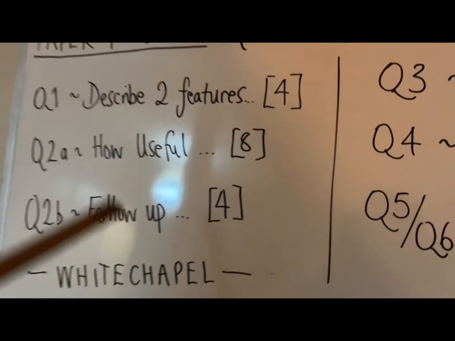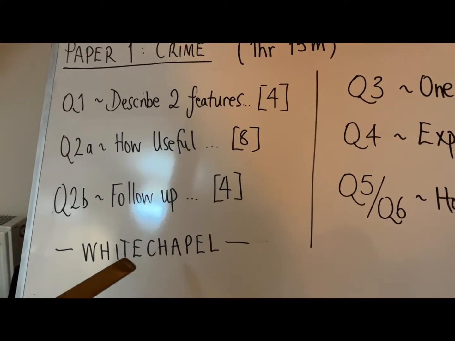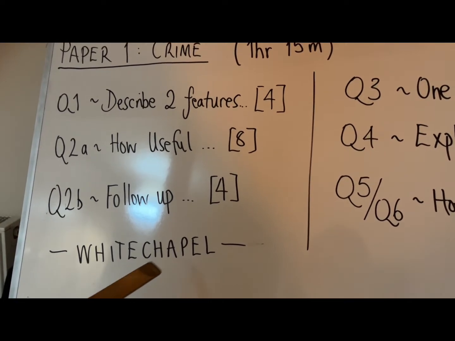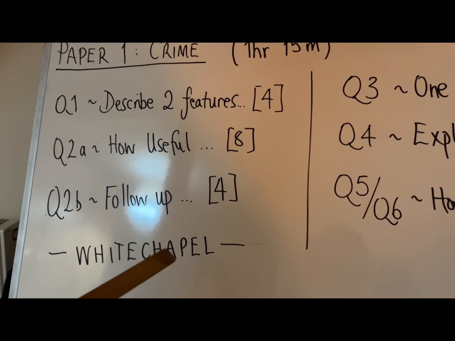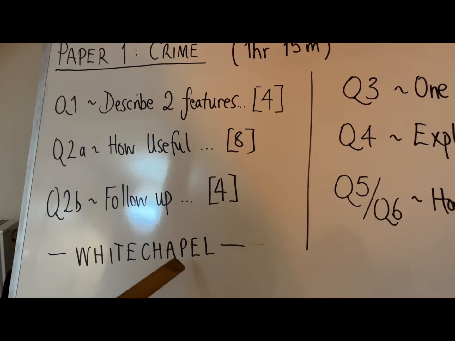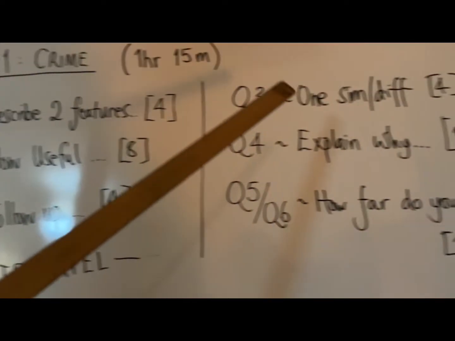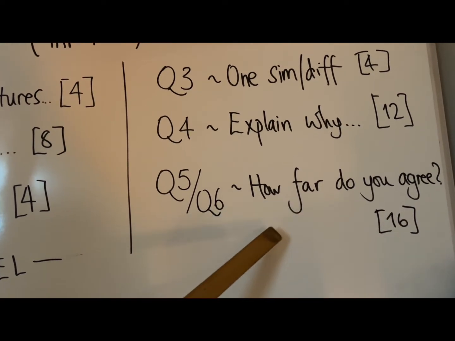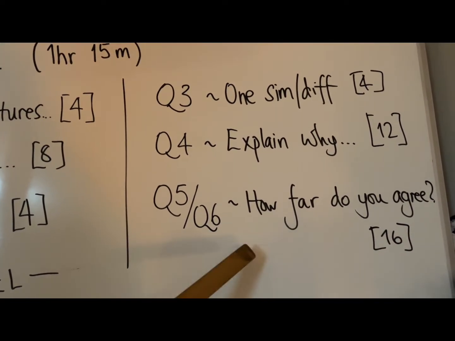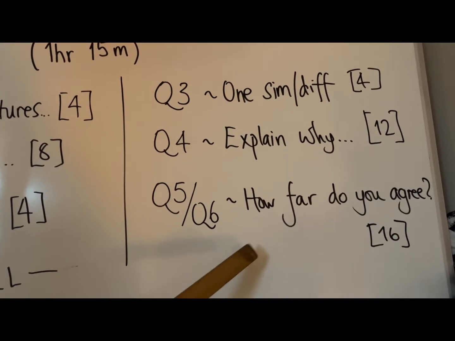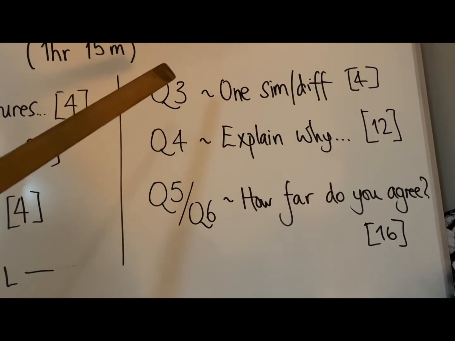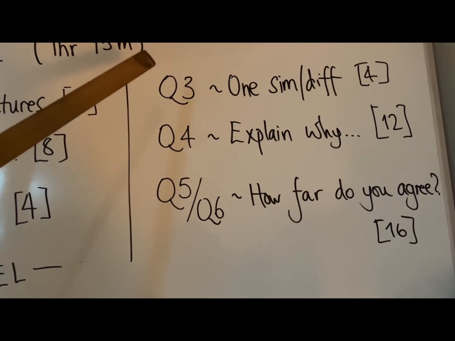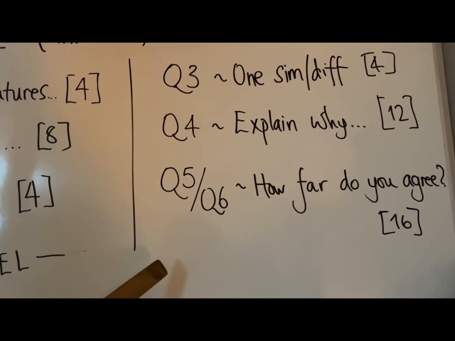You will also see that the first 3 questions are all on Whitechapel. They will only be on Whitechapel. They cannot be on anything other than Whitechapel. Whereas questions 3, 4, 5 and 6 have nothing to do with Whitechapel. Do not talk about Whitechapel. Whitechapel is irrelevant. Instead, you are going to be dealing with crime and punishment from the period 1000 right the way through to the present day.